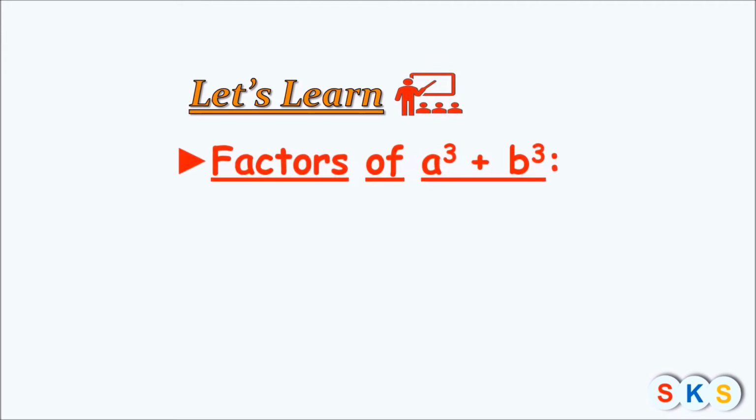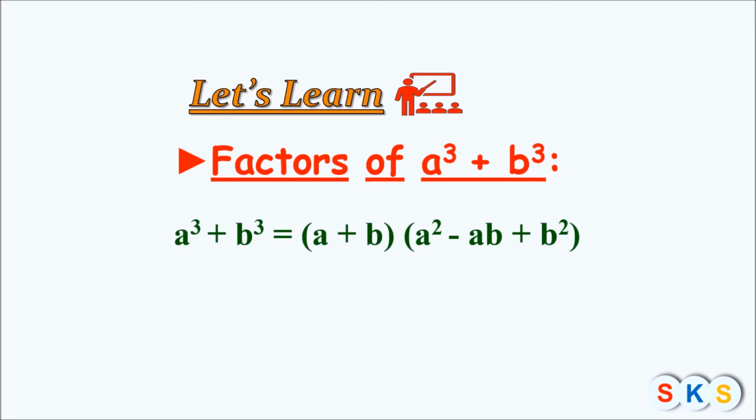Let's learn factors of a cube plus b cube. Here we have a formula for finding the factors of a cube plus b cube. And the formula is a cube plus b cube equals to a plus b into a square minus ab plus b square. And we are going to use this formula to solve practice set 6.2.